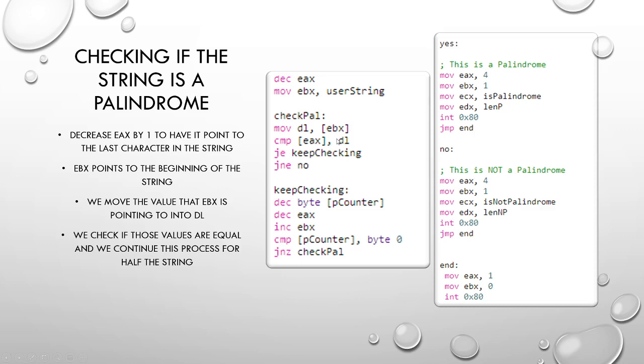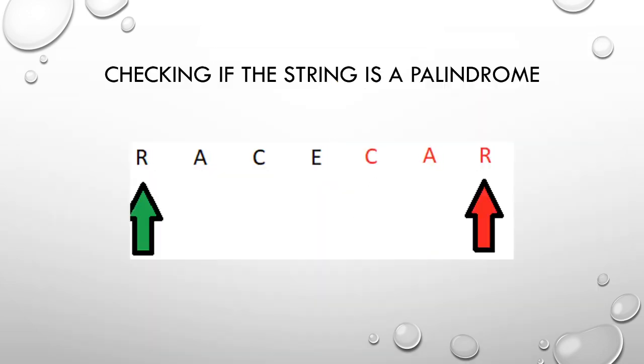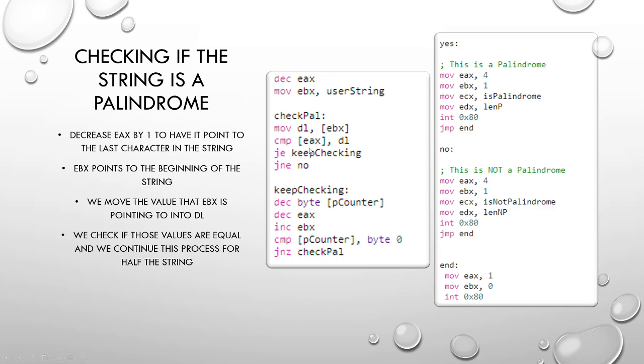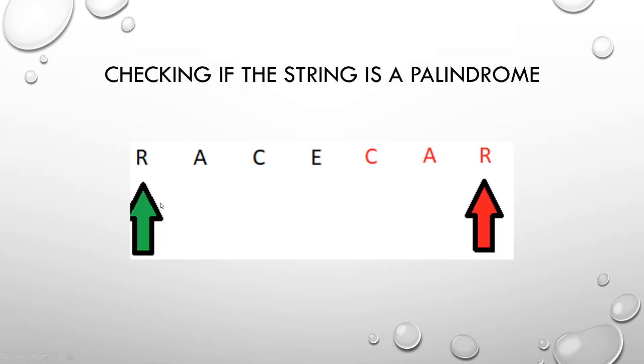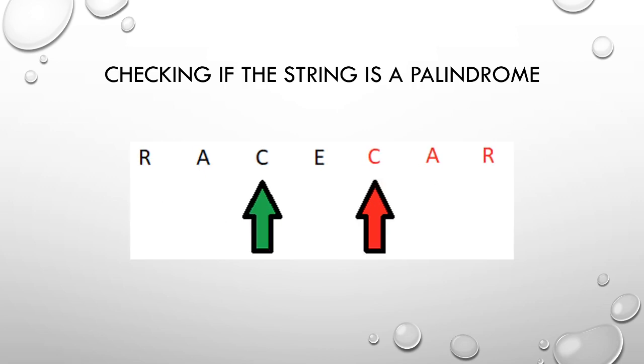And if those two are equal, so if we have R, is R equal to R, then we'll keep checking through it. And if at any point the pointers are not equal to each other at their respective values, then it'll jump to no, and it'll print out that it's not a palindrome. But if it gets through the whole string and all of them are equal, then it'll print out, yes, this is a palindrome. And like I said here, at any point they're different, it'll print out it's not a palindrome, and it'll stop once it's reached half the string length. The only reason we need to check half the string is that if we were to go through the entire string with both arrows, it would just be redundant because we'd be checking the same values that we already checked.